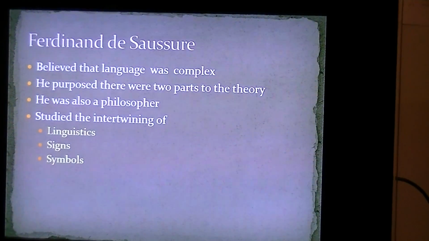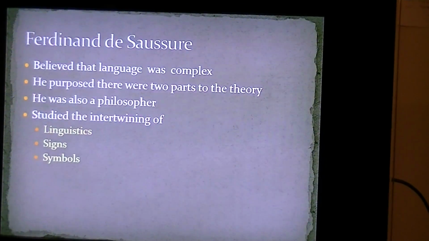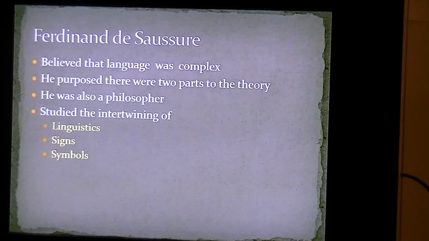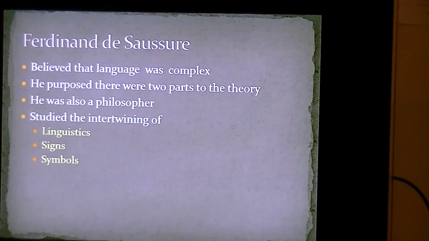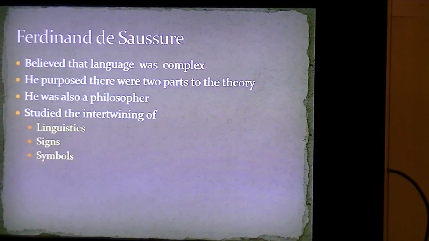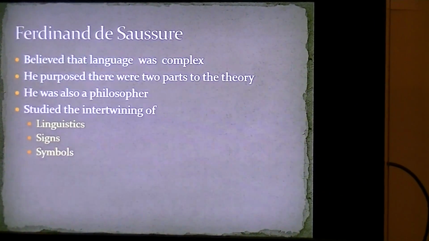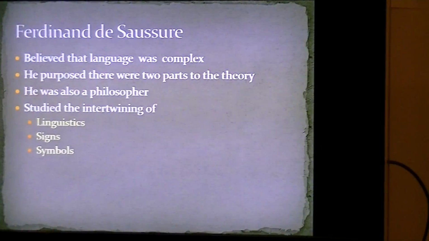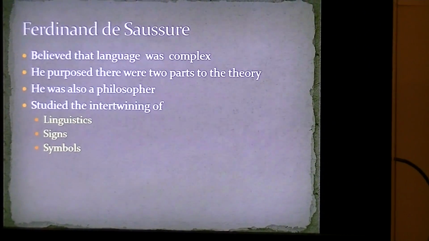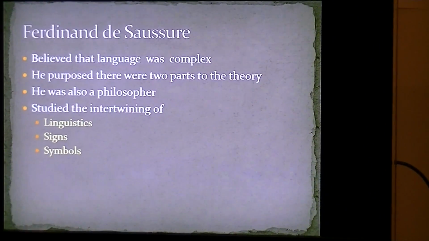He believed that language was complex. He proposed that there were two parts of the theory: the signifier and the signified. He was also a philosopher. He studied how linguistics, signs, and symbols intertwine with each other.